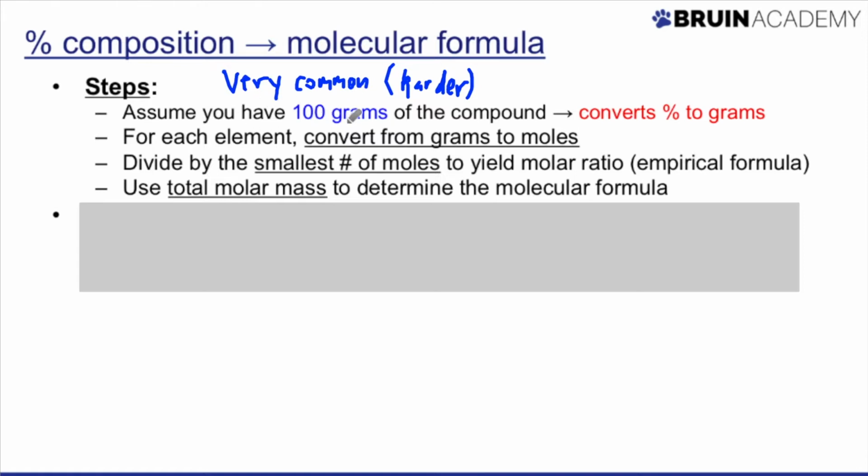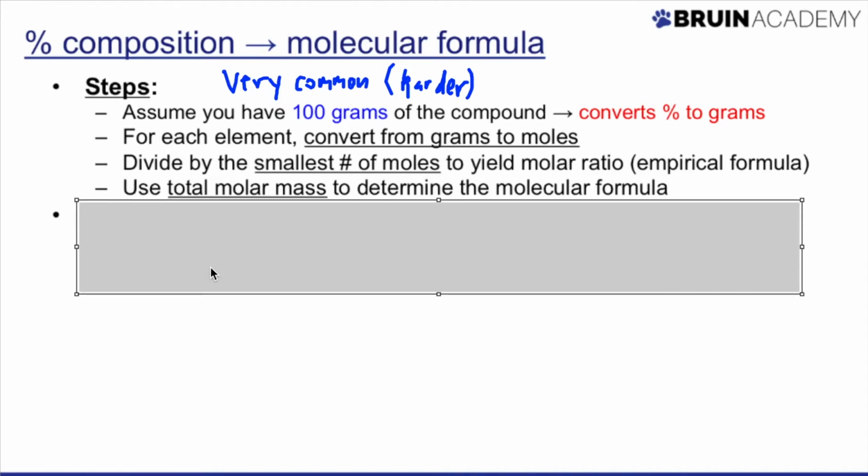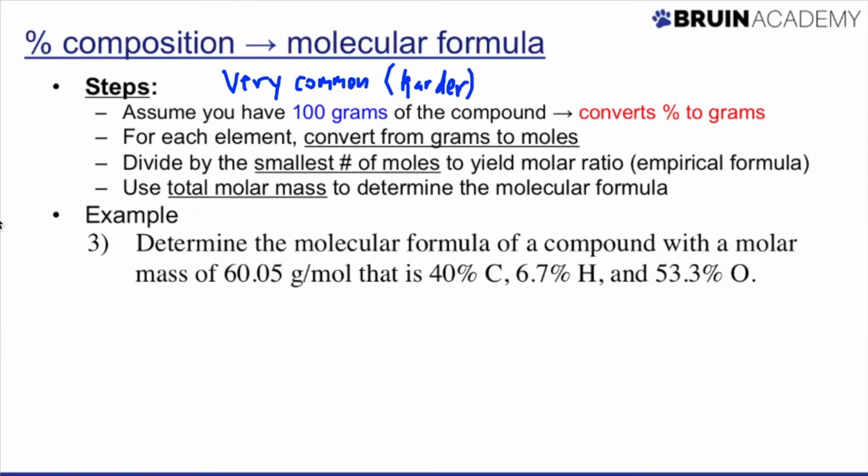Okay, so the first thing, you assume you have 100 grams. This converts percentages to grams because you're given percentages to start with. And then you're going to convert from grams to moles and divide by the smallest to figure out molar ratios. And then once you have the empirical formula, you can convert to molecular formula given the molar mass. So let's just apply those steps to this practice problem.